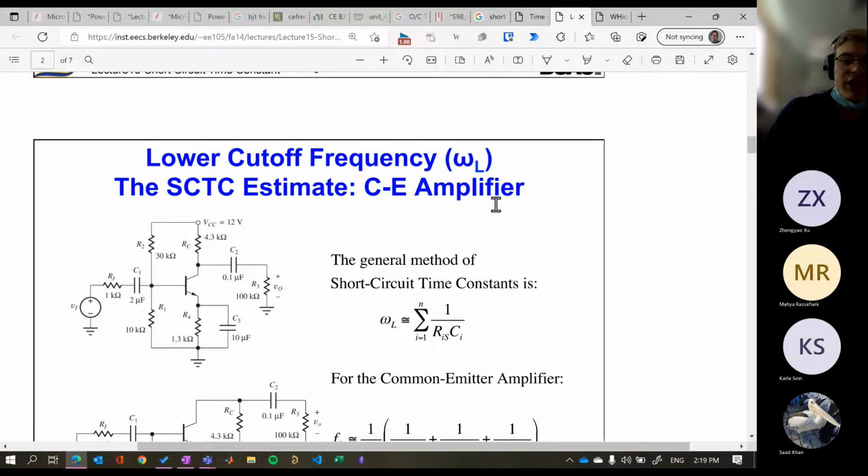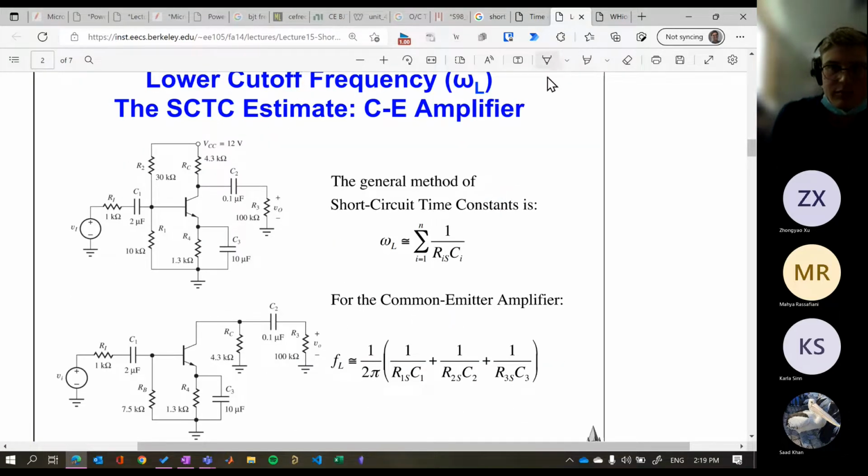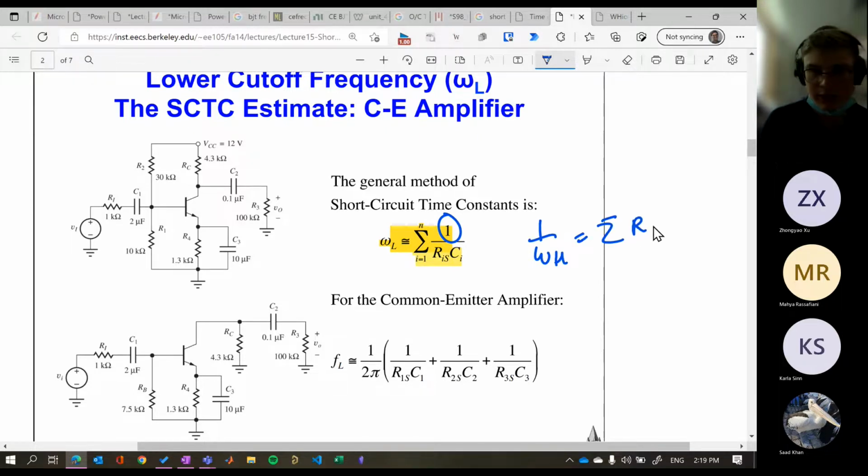So we've got our generalized method, right? Before we were using the open circuit time constant method. Obviously, there's a difference here. We're doing 1 divided by the sum. For high frequency, we were doing 1 on omega high is equal to the sum of RC. So a bit of a difference there.